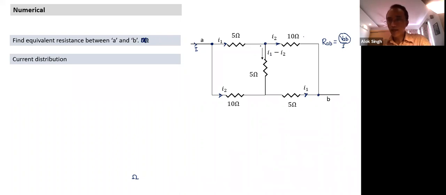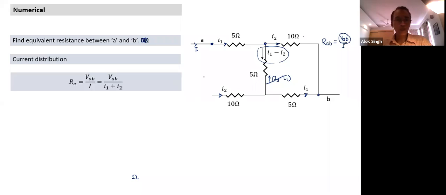Could I have written this in a different form? I could have written this as something like this also. Are they the same? Yes, both are the same. But I have chosen this. If I write the outward direction, it will become I1 minus I2. If I write the current into the junction, it becomes I2 minus I1. I hope all of you understand this point also.